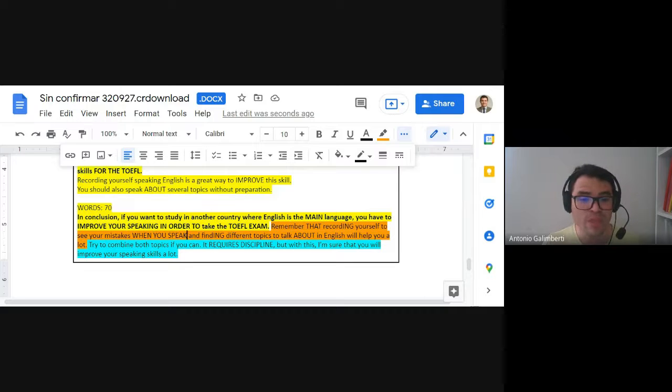Yes, so you see, you have to repeat key words so that the main idea is always highlighted. Sometimes you have to paraphrase the same words or say the very same thing in a different way, but repeating key words is important. Okay, next, try to combine both topics if you can. Yeah, this is just your additional comment, right?